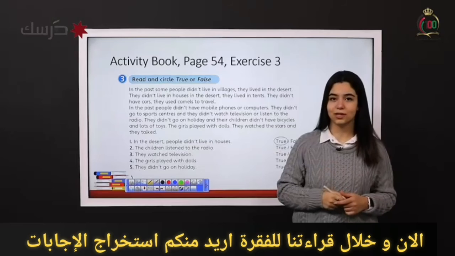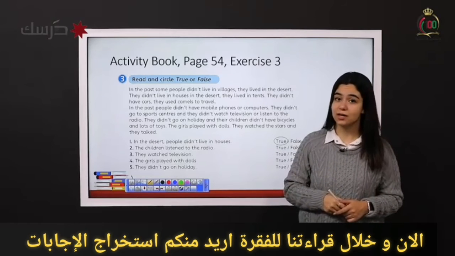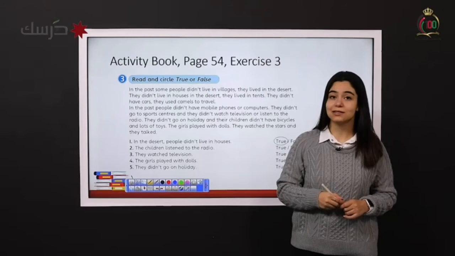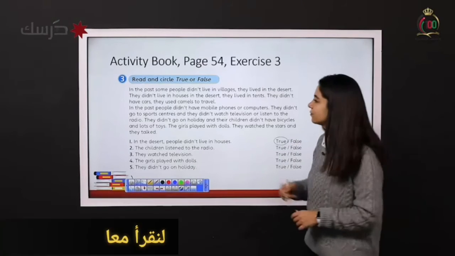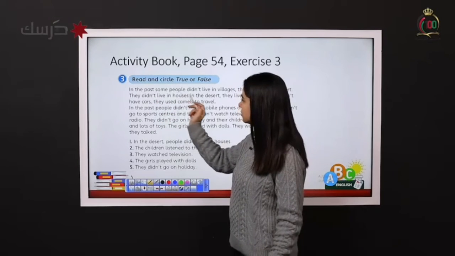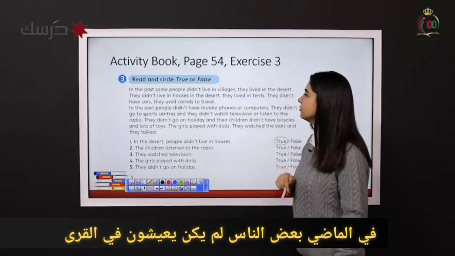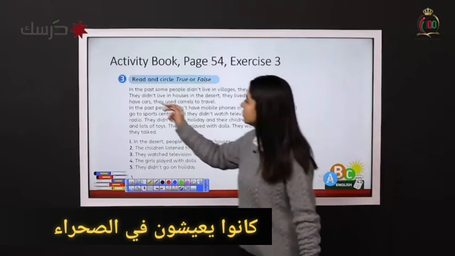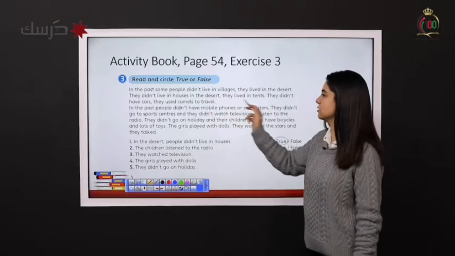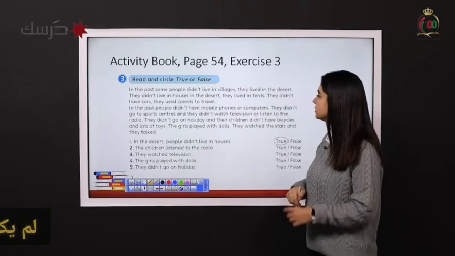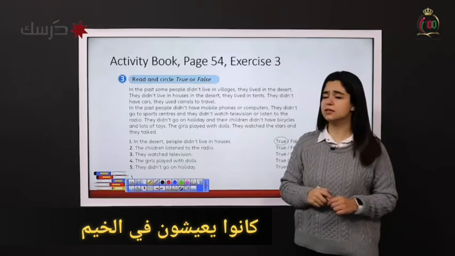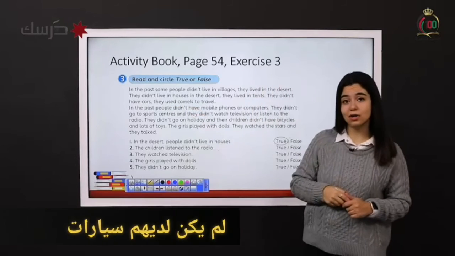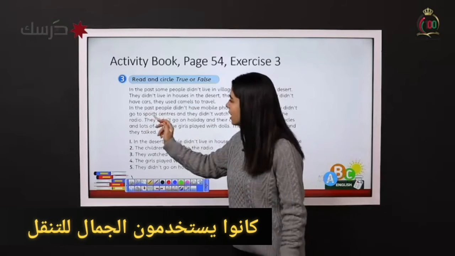5. They didn't go on holiday. Now, as we are reading the text together, I want you to find out if these sentences are true or false. Let's read the text together. In the past, some people didn't live in villages. They lived in the desert. They didn't live in houses in the desert. They lived in tents. They didn't have cars. They used camels to travel.